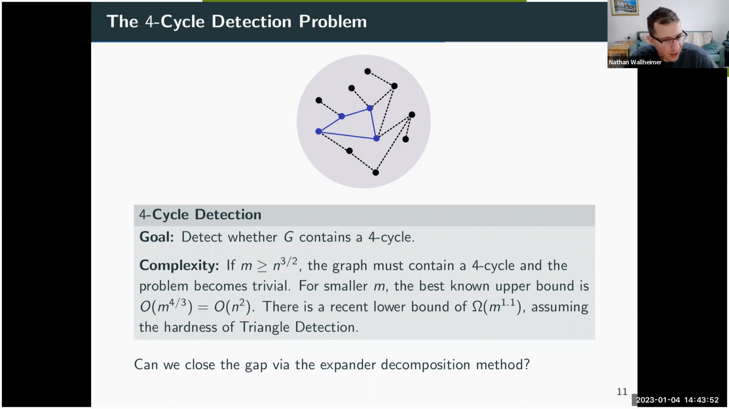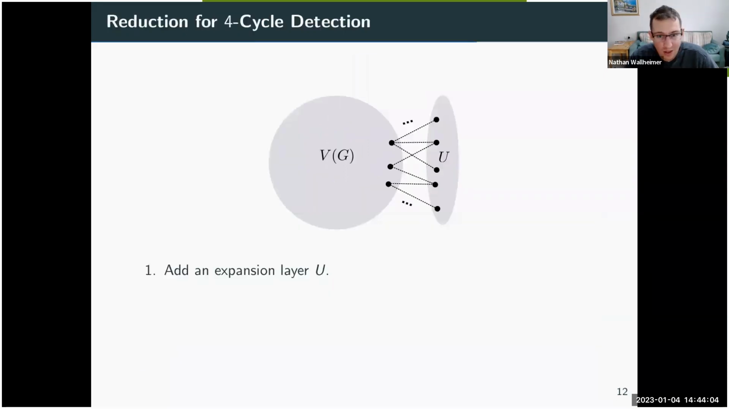And maybe here the expander decomposition method might help us. So let's see if we can design, let's say, a direct worst case to expander case reduction for this problem. We're going to take the graph G and add an expansion layer U. The problem now is that we might have added 4-cycles. If two vertices in G had a common neighbor, and now they also have a common neighbor in U, then there is a new 4-cycle that did not exist in G.